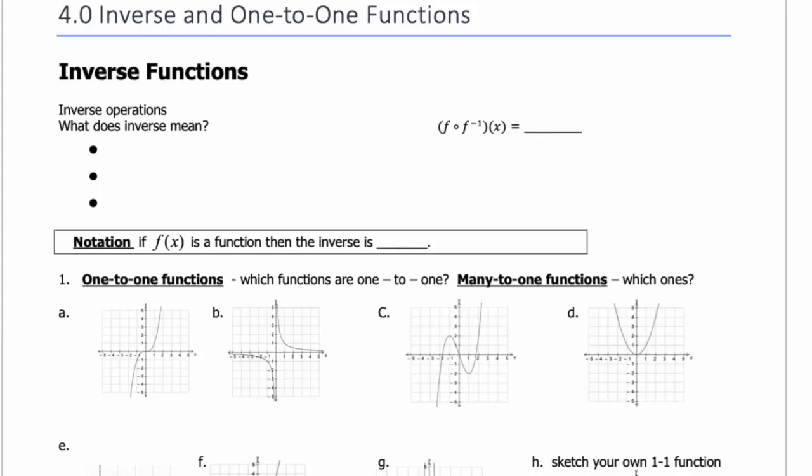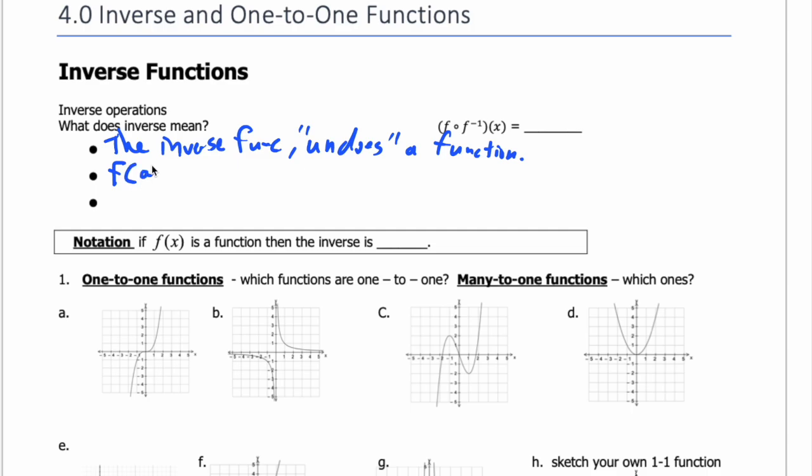Today we're looking at inverse and one-to-one functions. Okay, so what is an inverse function for one thing? Well, basically, in layman's terms, the inverse function undoes a function. Okay, so that's in layman's terms. Of course, that's not really a definition.